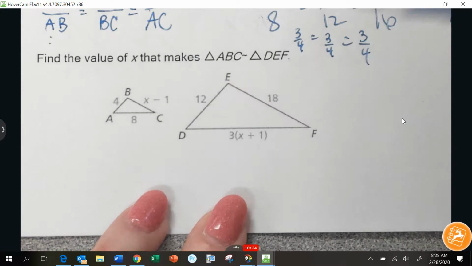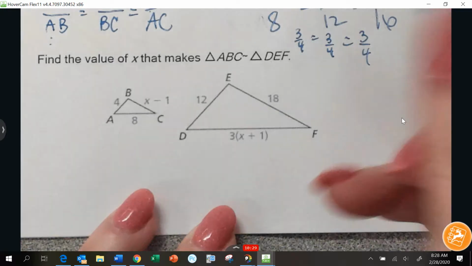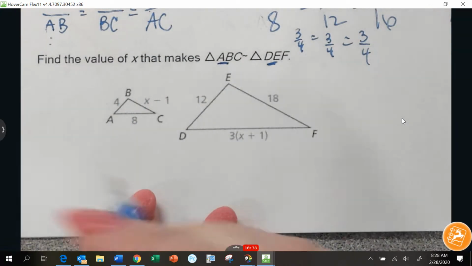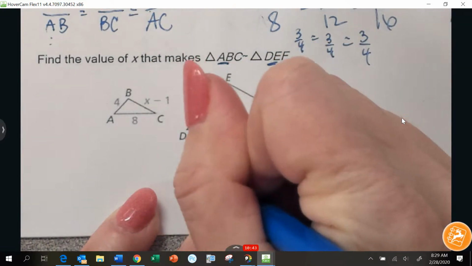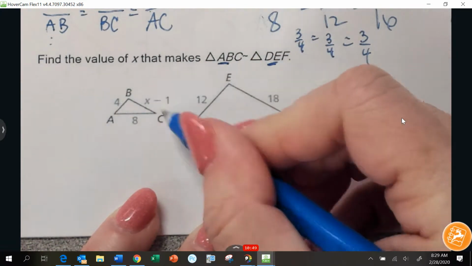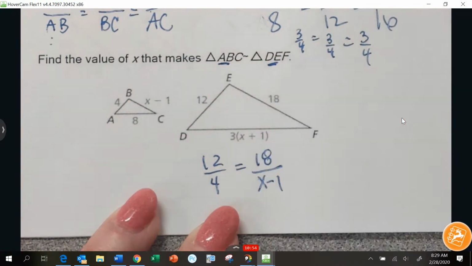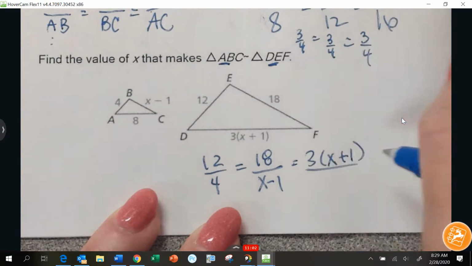All right, find the value of x that makes triangle ABC similar to triangle DEF. So again, AB corresponds to DE. That's how I know for sure what I put on top of each other. So AB would be 4 and DE would be 8, or 12, sorry. So 12 goes to 4. BC and EF, so 18 goes to x minus 1. And we have 3 multiplied by x plus 1 goes to 8.